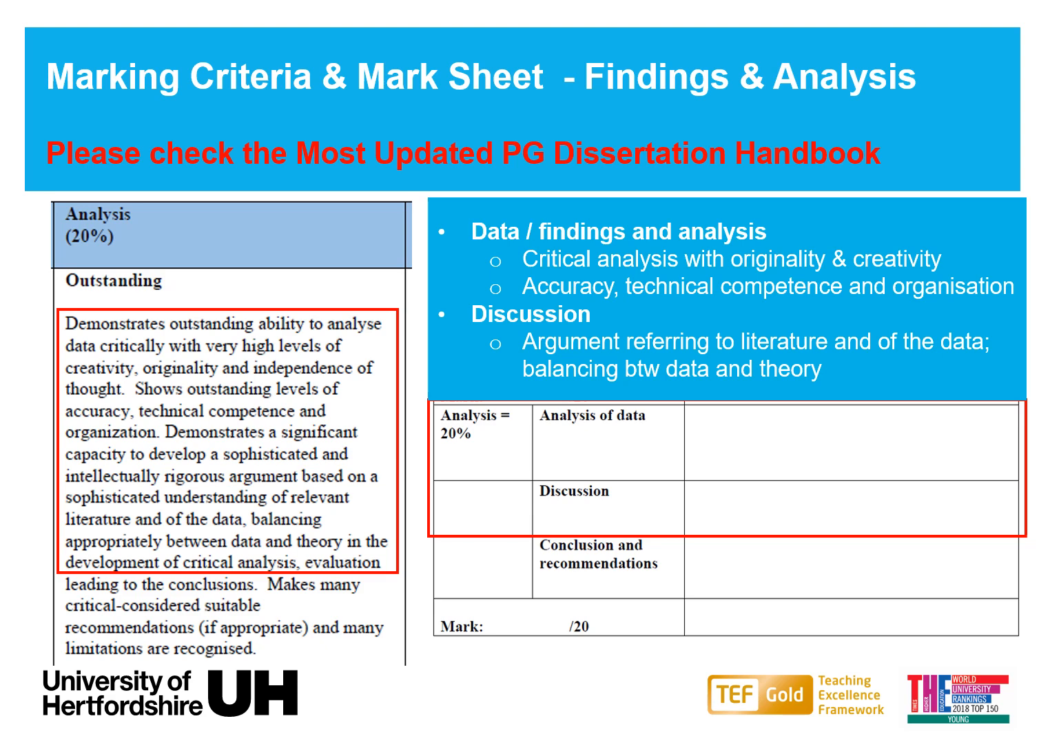Then it says you demonstrate a significant capacity to develop a sophisticated and intellectually rigorous argument based on a sophisticated understanding of relevant literature and of the data, balancing appropriately between data and theory in the development of critical analysis and evaluation, leading to the conclusions. That is where the discussion is. Discussion is where you need to make sense of your data by comparing what you have found with what other researchers or scholars have discussed in the literature review chapter.